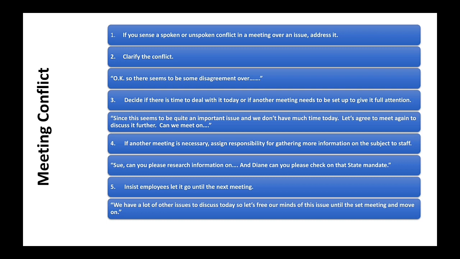They should let go of their feelings and thought process related to the conflict before you conduct another meeting. And that's why we have mentioned a couple of relevant real-time communication examples to manage meeting conflict. Whenever you are insisting employees let go of the conflict or the anger until the next meeting, we can say: we have a lot of other issues to discuss today. So let's free our minds of this issue until the set meeting and move on. So that's how you can address it.